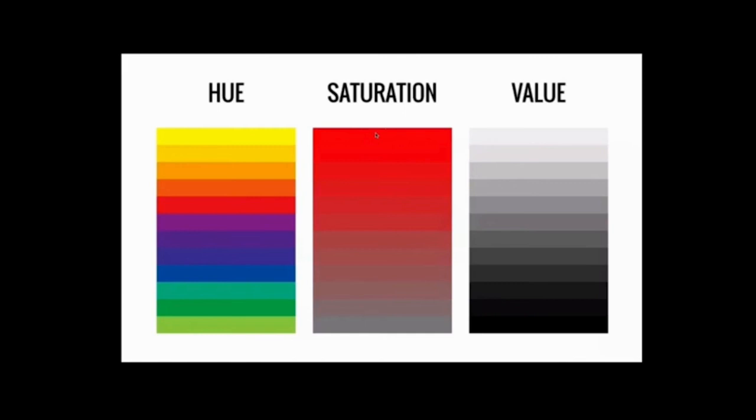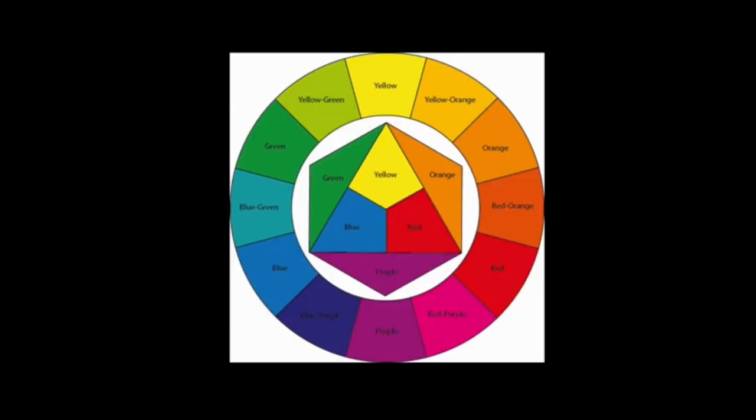Colors are generally changed with hue, saturation, and value. Hue is the basic hue, the basic color. So if you go back, hues are going to be your reds, your blues, your yellows, your greens, your oranges. All of those are different hues.